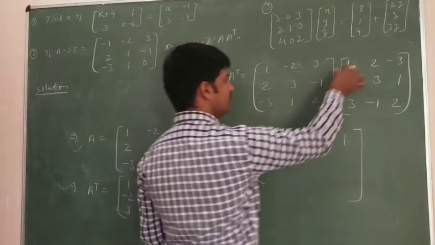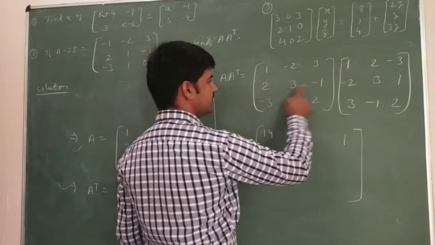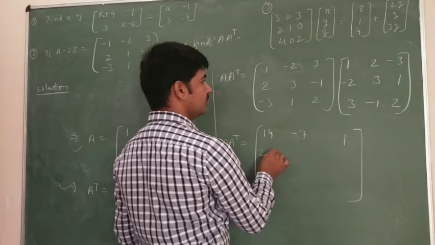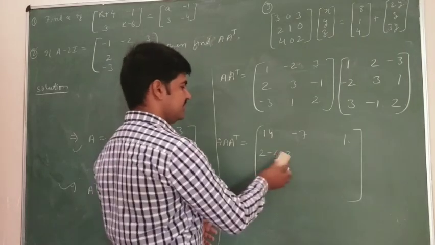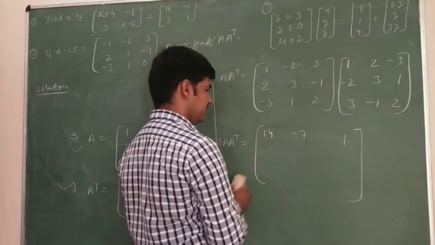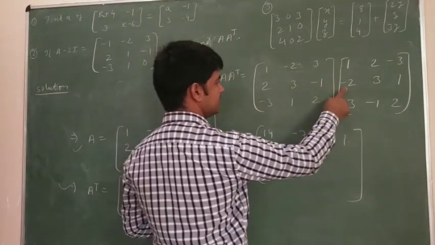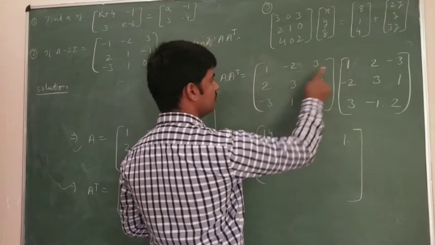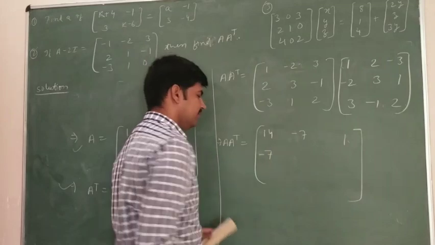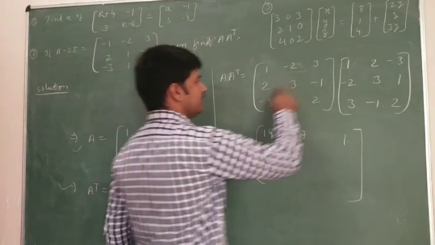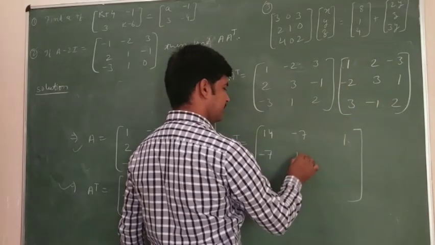Now the second row will be multiplied with the first column. So 2 plus, here I can write 2 minus 6 minus 3. So we get it as minus 9 plus 2 is equal to minus 7 actually. See, 2 minus 3 and minus 2 minus 6 and minus 3. So minus 7 is actually what we have got here. The next, 2 times 2 is equal to 4 plus 9 and plus 1 is equal to 14.